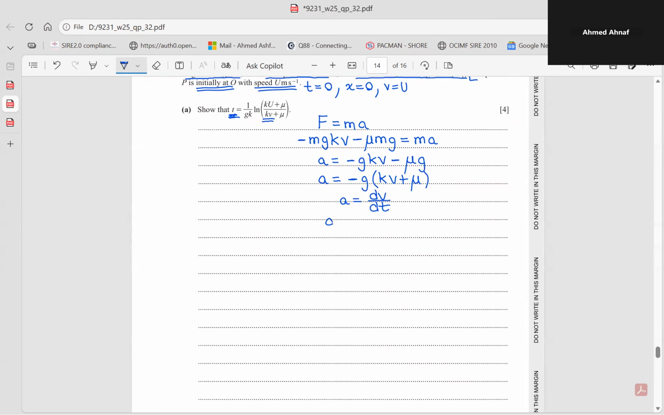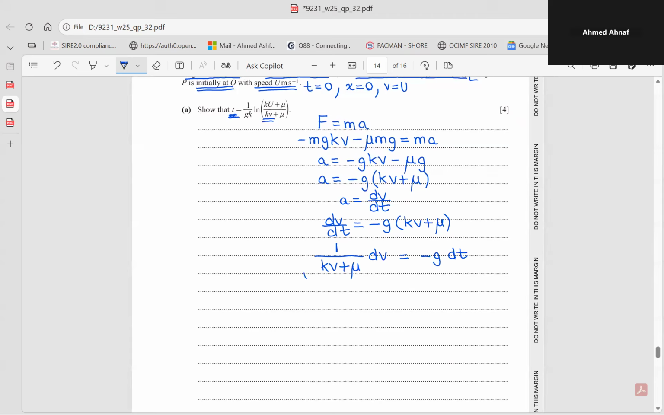So replace a with dv dt. So dv dt is equal to minus g bracket kv plus mu. We're going to move all the v terms over to the dv side, the left-hand side, and move dt over to the other side and keep the constant or t terms on that side. Doing that, we'll get 1 over kv plus mu dv equals minus g dt.